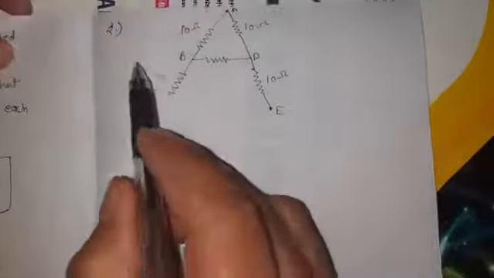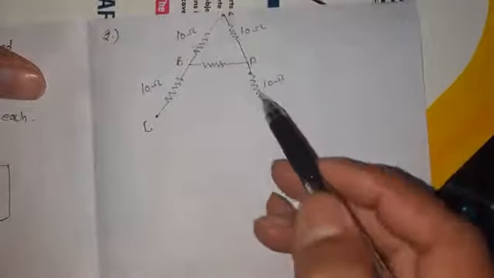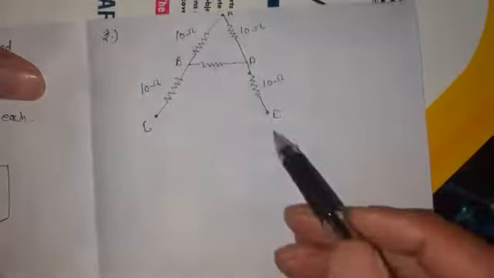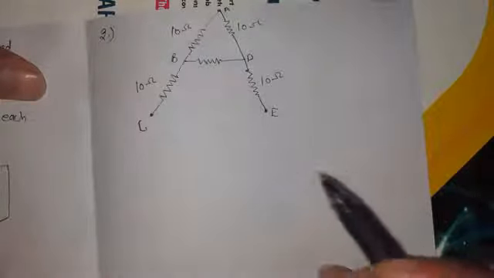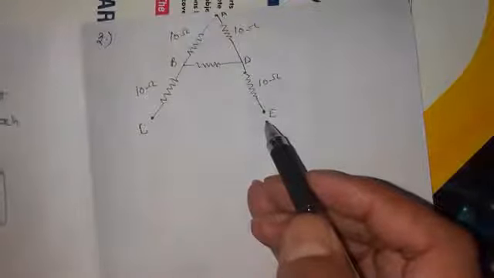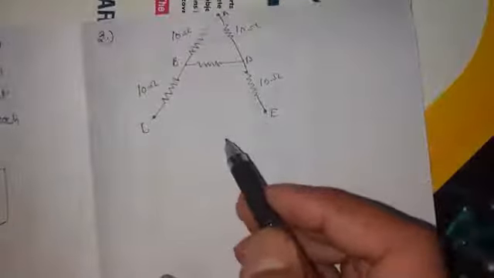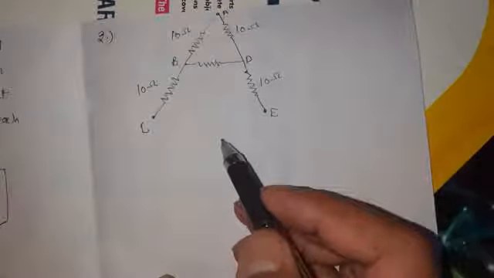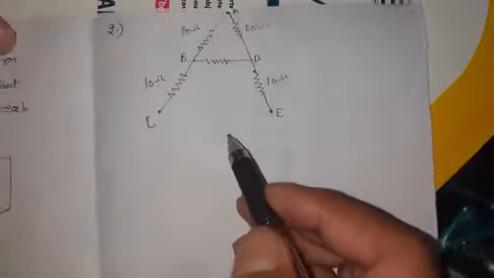Now let us look at the second question. We are given this network of combination, in which both series and parallel are present. We have to find the equivalent resistance between C and E. Okay, so for this purpose let us start now.